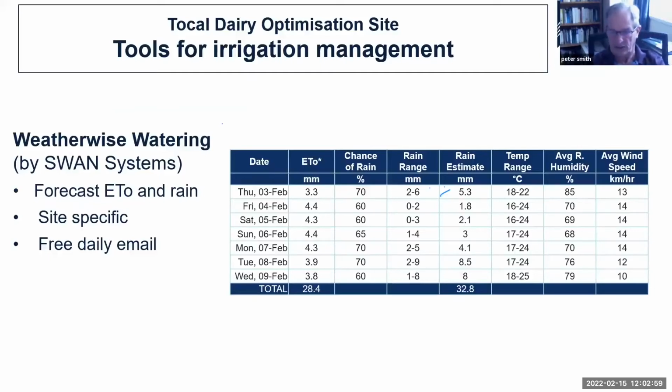This is what comes in the email. You get a forecast of the ETo, which is the crop evapotranspiration or pasture evapotranspiration. It gives you a forecast of the rain potential and the likely estimate, and also of the wind speed and the temperature. That's the sort of stuff that Matt Brett was looking at when he's considering whether to irrigate or not. How likely is the rain coming?